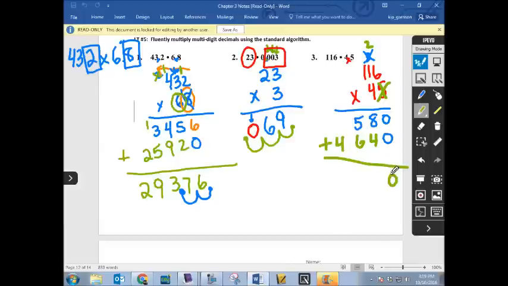0 plus 0 is 0. 4 plus 8 is 12. Carry 1. 5 plus 6 is 11, plus 1 is 12. And then 1 plus 4 is 5. The answer to 116 times 45 is definitely 5,220.